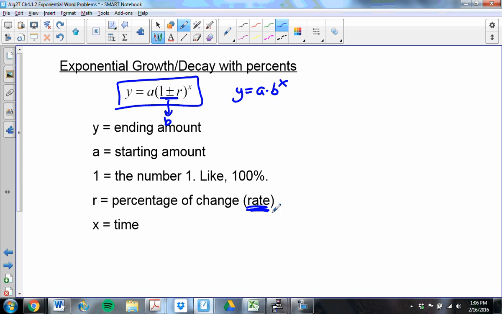It's really a rate. That's why we use r. It's kind of a percentage rate. It's usually an interest rate, actually. And x stands for time.